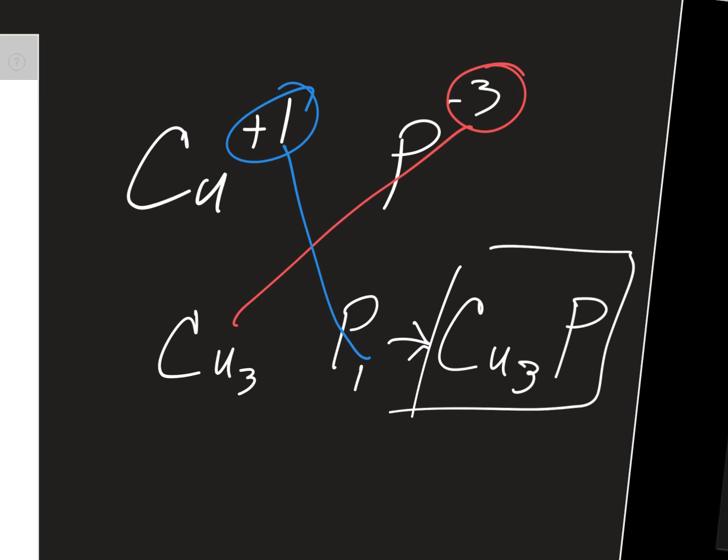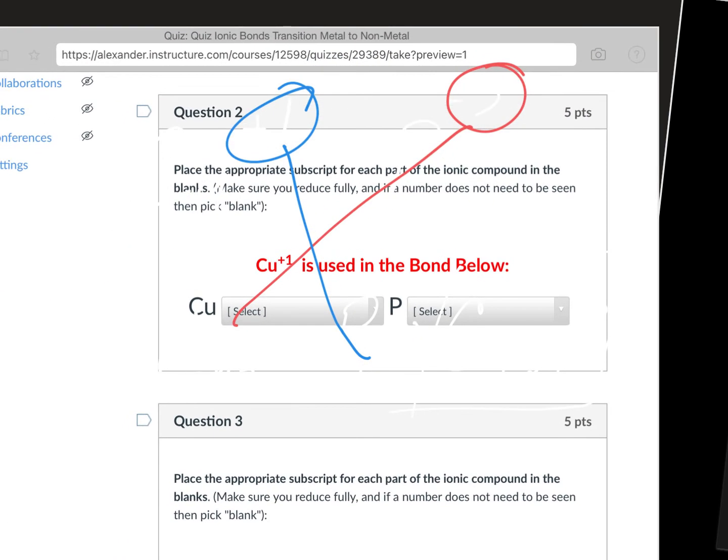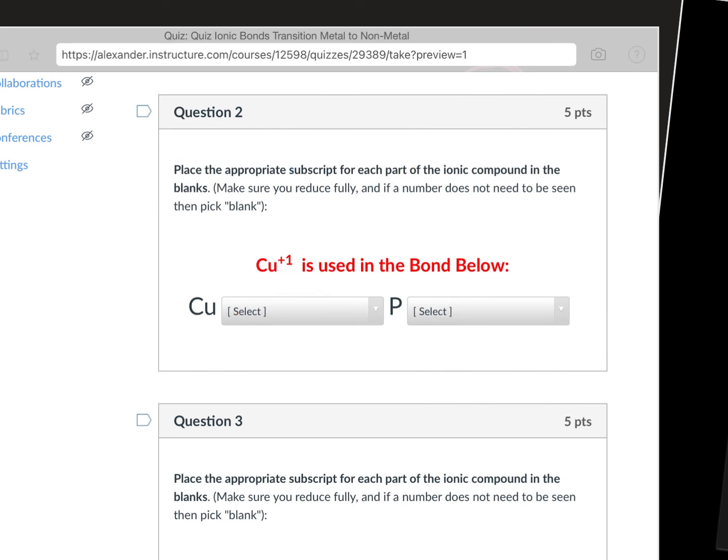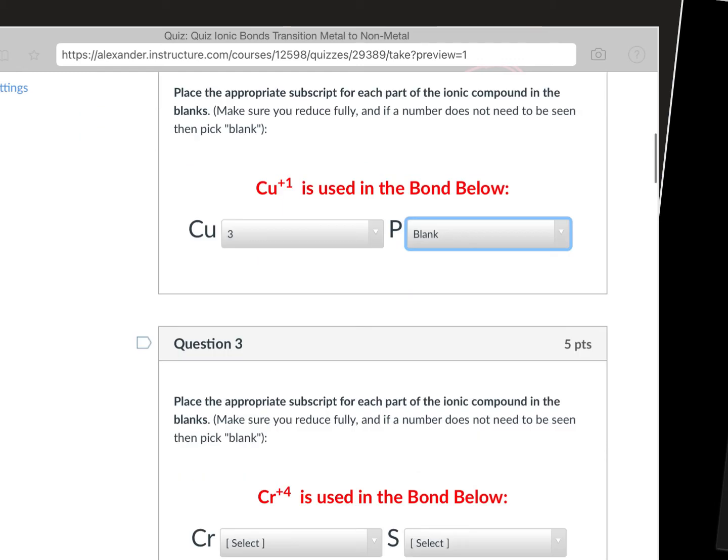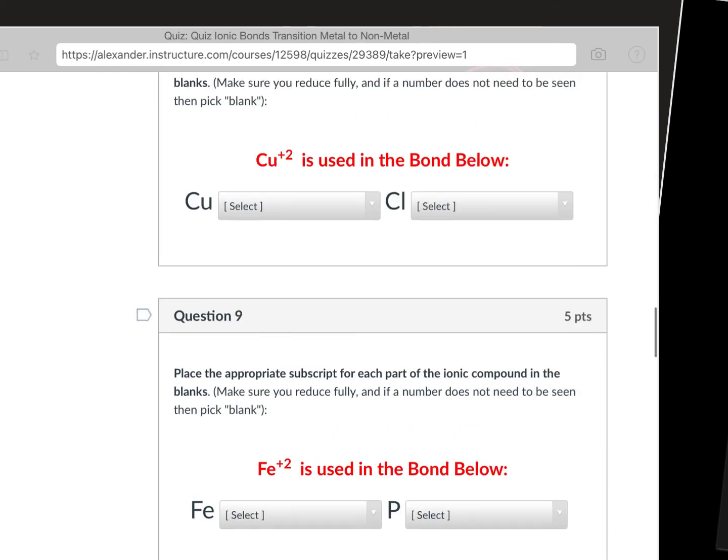Now, when I'm answering that on this, what I need to make sure that I do is Cu is going to be 3. So I pick 3. But for P, notice you actually have the statement blank. And that's what you want to pick. You want to pick blank. You don't want to just not select something, but you need to pick blank. Okay? Now let's go down real quick to a naming of one so that you know how to do that as well.